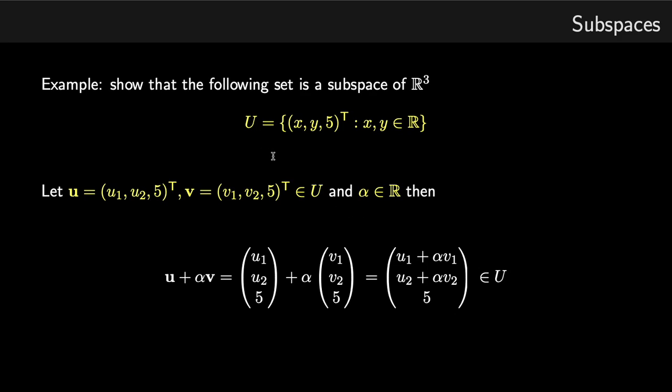Now what we're going to do is check that this vector here is also a member of U. So u1 is a real number, alpha and v1 are also real numbers, so that first number is a real number, and so is the second element, and of course the third element is 5, so that is also in U. So therefore we can say that U is a subspace of the vector space R3.